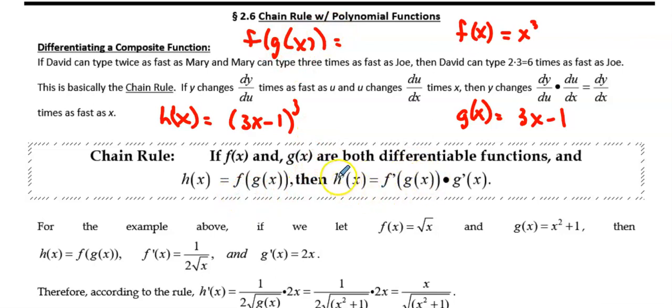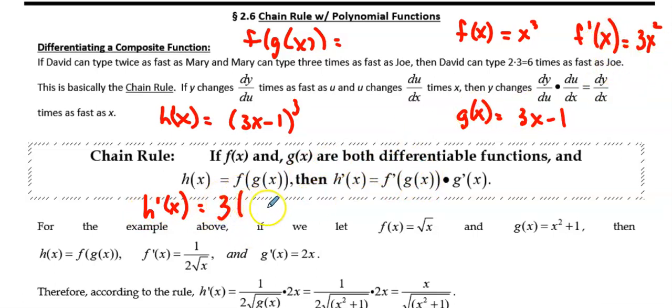So h prime of x, this derivative, would be equal to the derivative of f with g still in it. I'm going to do a couple of examples, guys. If this is going to be confusing, I'm going to show you lots of easy stuff here. The derivative of f is just 3x squared. Well, we need g of x in that, right? So we're going to replace x with 3x minus 1.